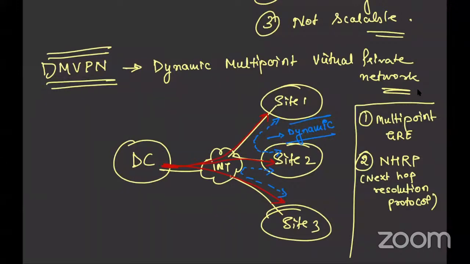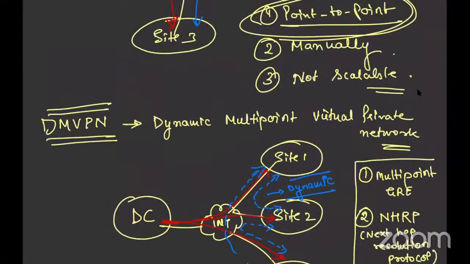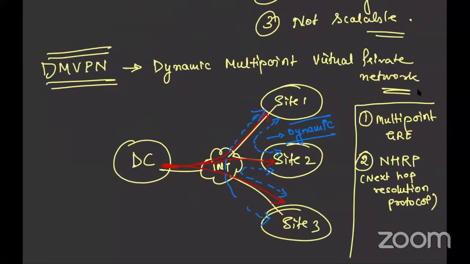So again, it reduces your overhead, first of all human overhead, and secondly the load on the device as well, because only when a device wants to send traffic to another site is the tunnel created. It can be created automatically between any of the sites. So it is also a scalable solution. The third component is that you can run any routing protocol over it, whether it is RIP, EIGRP, BGP, OSPF, whatever it is.